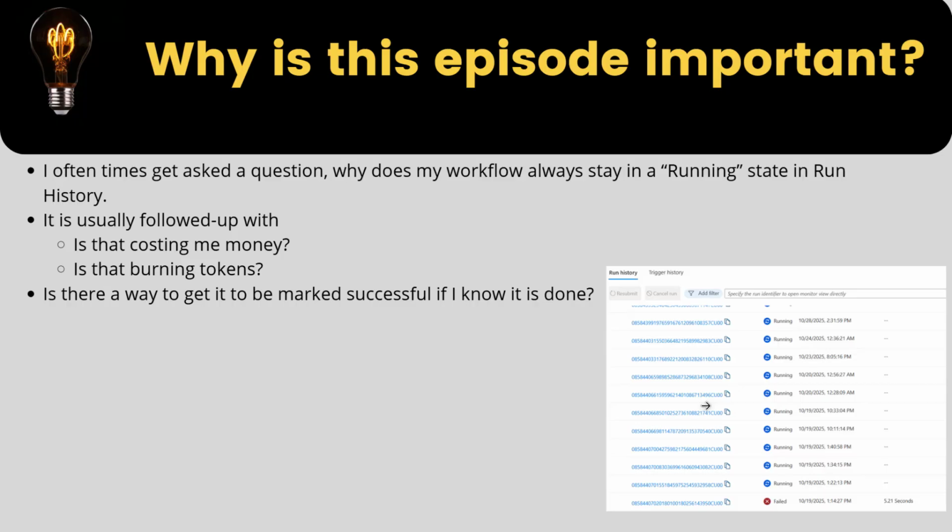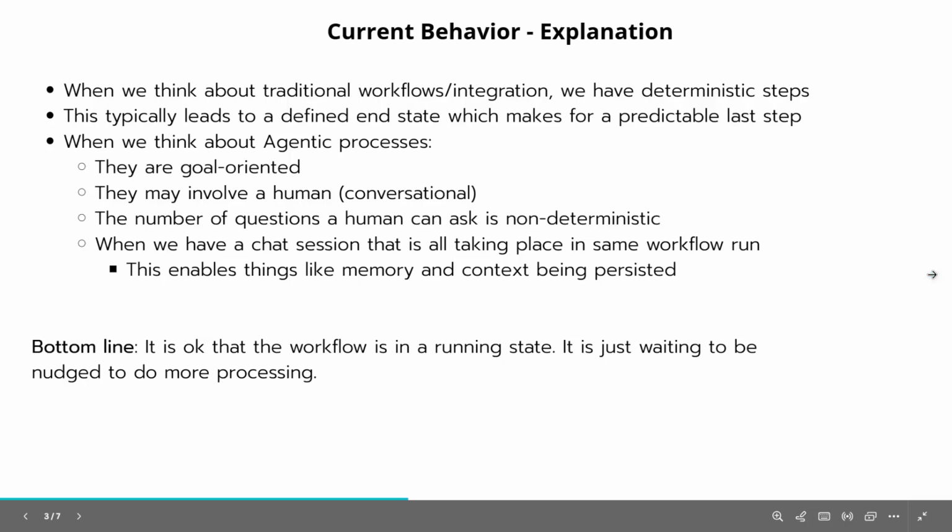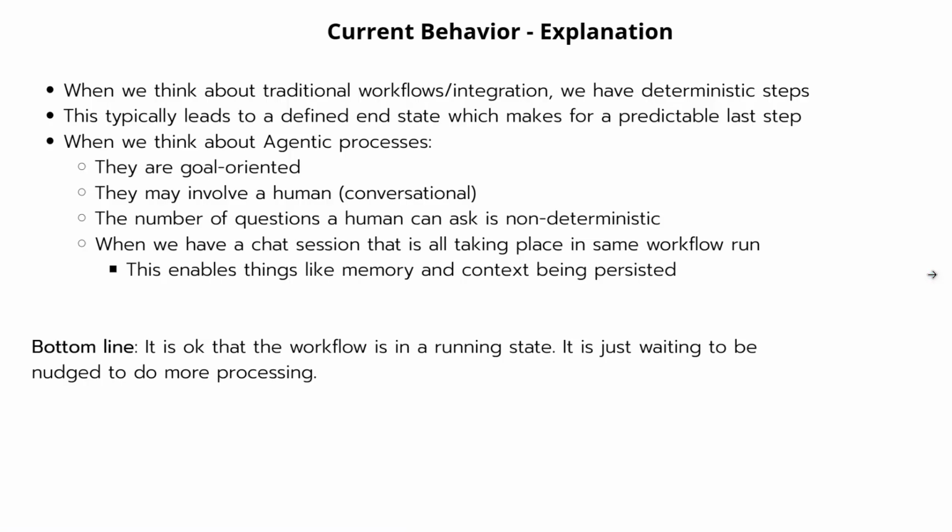So in order to answer these questions, I think it's important to take into account these considerations. If we think about traditional workflows or integrations, and let's use stateful workflows as an example, we have deterministic steps, right? So we have step 1, step 2, step 3, step 4, and then finally we have an end step that is going to signify that that particular workflow is complete. And so that's great. You see it as a successful run, or if it failed, it shows up as a failed run, but you know that it's reached a final state because it's deterministic.